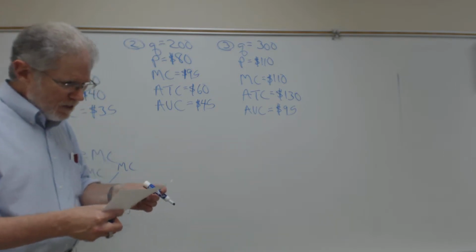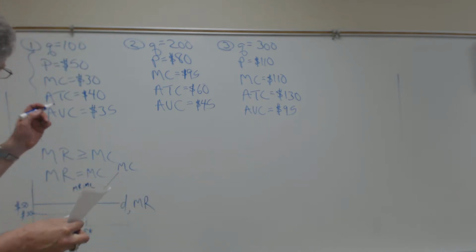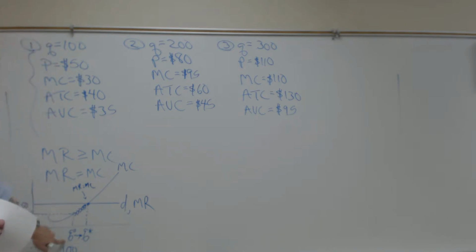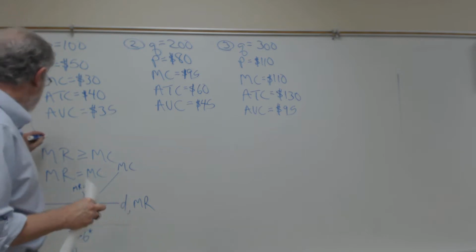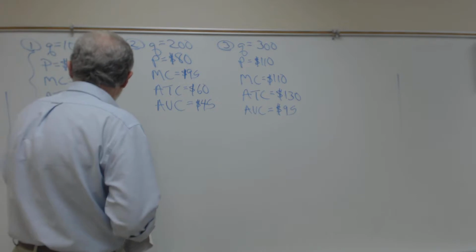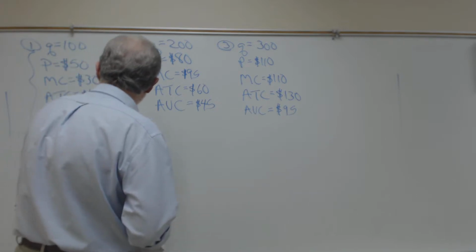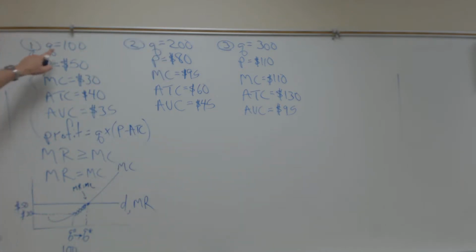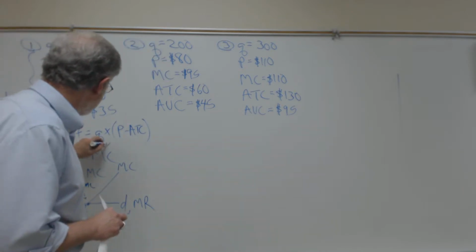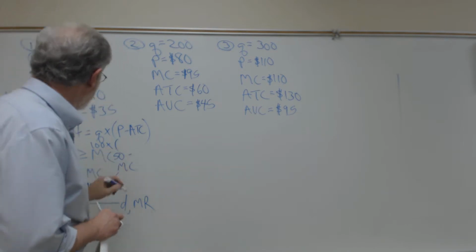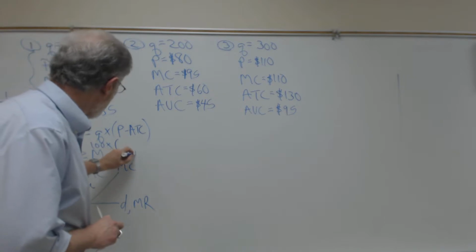Part B, what is the firm's profit at its current level of output? This is not the best level of output, but that is where they're producing now. Are they making a profit or not? And profit is, as before, number of units times price minus ATC. The number of units is 100. The price is 50. The average total cost is 40.